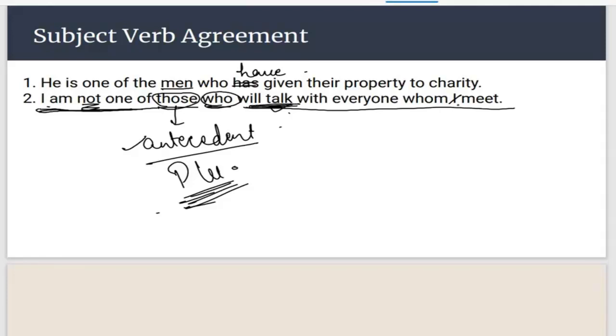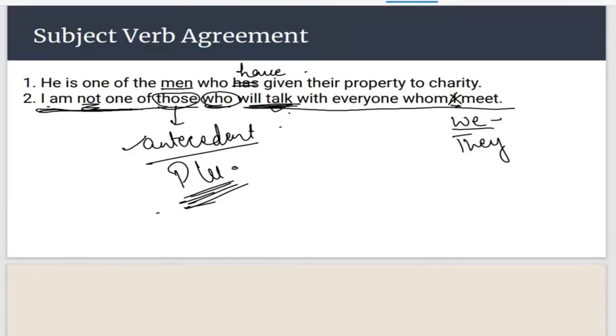Now we will be coming to pronoun. I. Now tell me, since antecedent is plural, we need to use plural pronoun here. Yes, I is singular pronoun, so we are omitting I here, and we can use plural pronoun, which is we or they. These two are plural pronoun. Agreed?